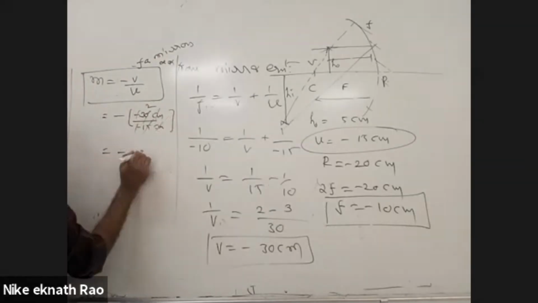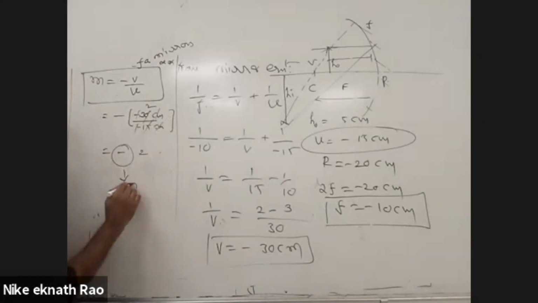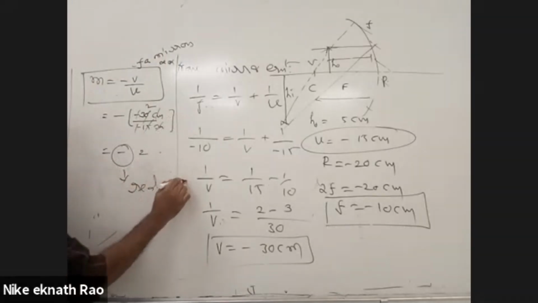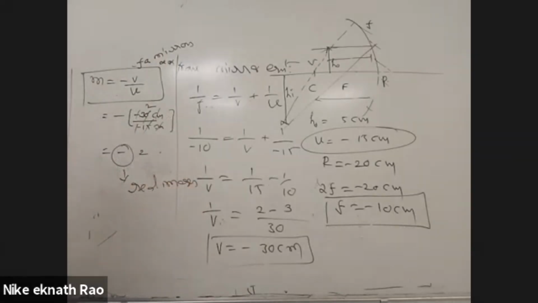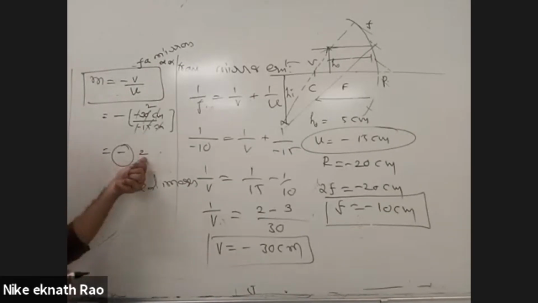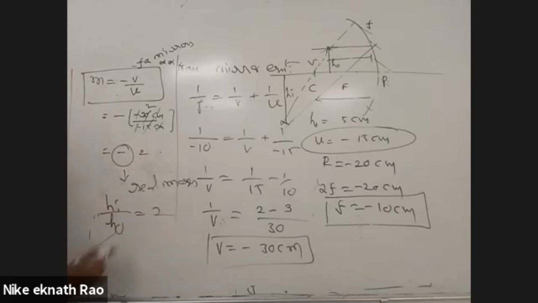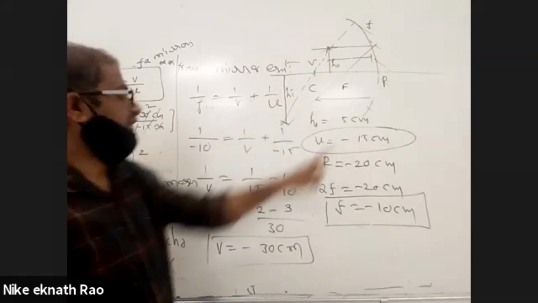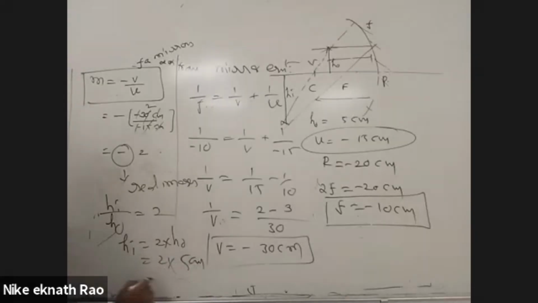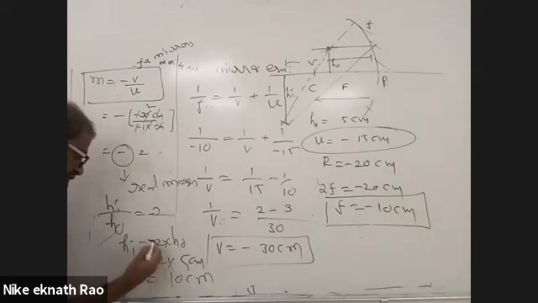This is negative. Negative for what kind of images? Magnification is negative for real images. And what is the magnitude of magnification? This is height of the image by height of the object. So the height of the image is 2 times the height of the object. And the height of the object given is 5 centimeter. So this is equal to 10 centimeter. If you write it with a negative symbol, nothing is wrong.